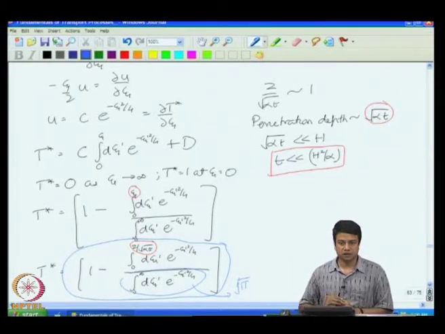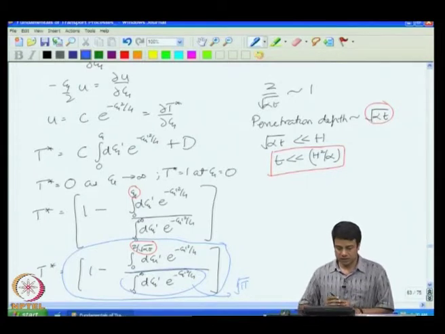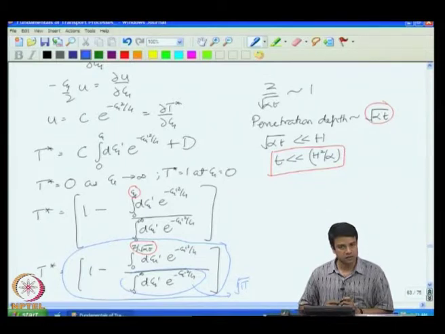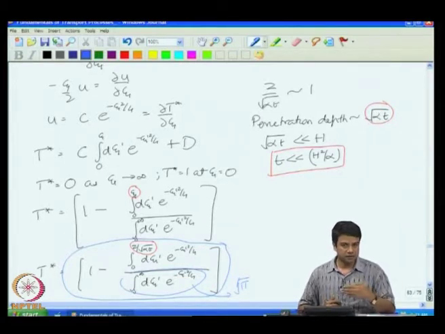Initially we had assumed that the penetration depth is small compared to the distance between the plates. So, therefore, square root of alpha t has to be small compared to h. Therefore, this solution is valid only at the very initial times, when t is small compared to h squared by alpha. Once t becomes of the same magnitude as h squared by alpha, the fact that there is another plate there starts to affect the heat conduction in the domain, and the presence of that other plate has to be taken into account when we solve the problem.